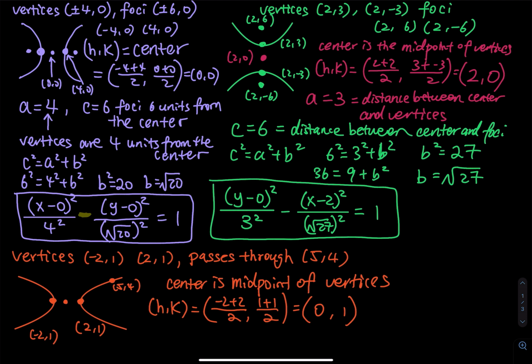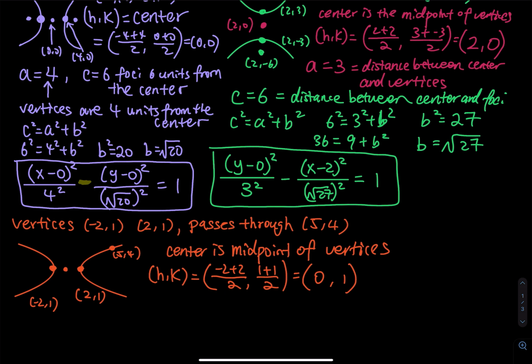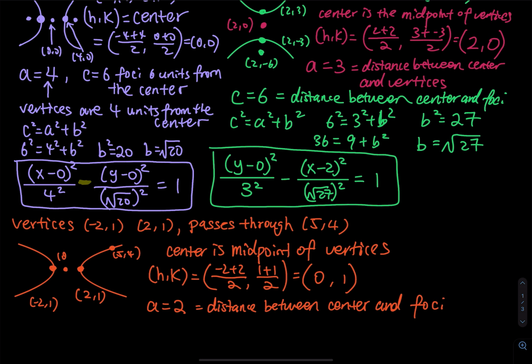And then how about a? A is the distance between the center and the vertices. So a is equal to 2 because this is a 2 unit distance between the center and the vertex. So you have your 0, 1, right? 0, 1, and then from 0 to 2, this is 2 units. From 0 to -2, this is 2 units. So a is equal to 2.